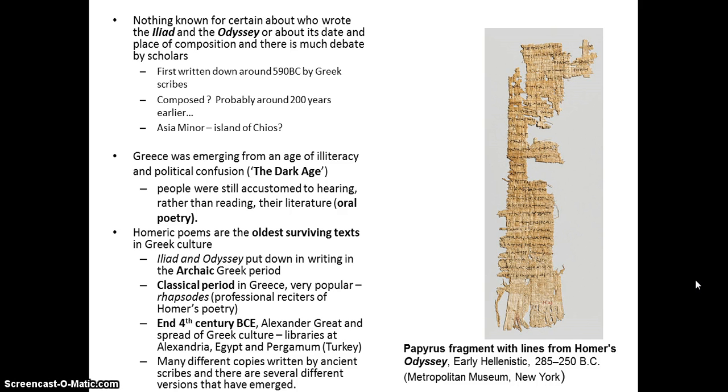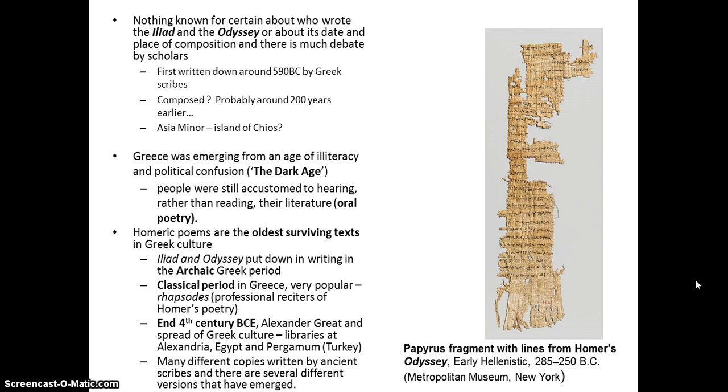During the time that it was composed, Greece had just emerged from an age of illiteracy and political confusion, an age called the Dark Age. And at this point, people were still accustomed to hearing rather than reading their literature. This is called oral poetry. The Homeric poems are the oldest surviving texts in Greek culture. The Iliad and Odyssey were put down in writing in the archaic Greek period, which is the 900s or the 800s, 700s BC.